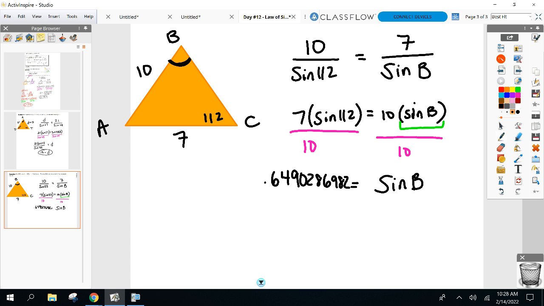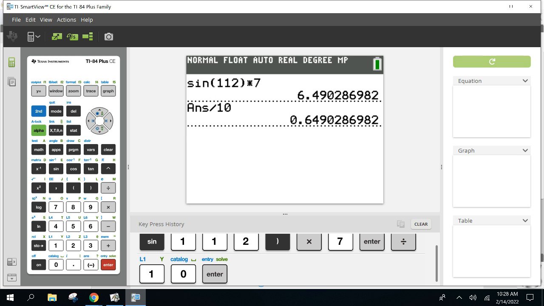Okay? Anybody remember? Everyone remember inverse? If you ever want to find an angle, you do the inverse. You do the inverse of it. So inverse sine. So second sine in this case.